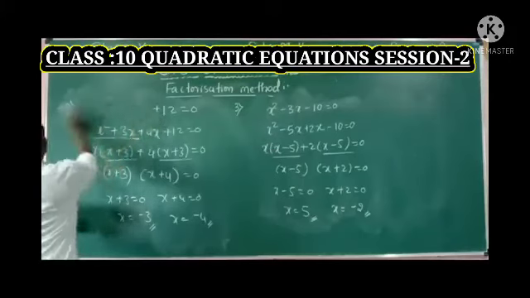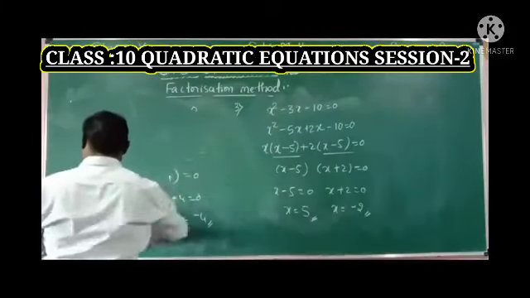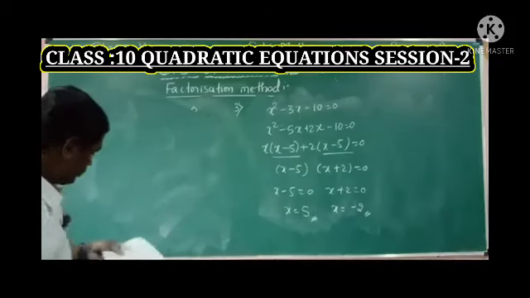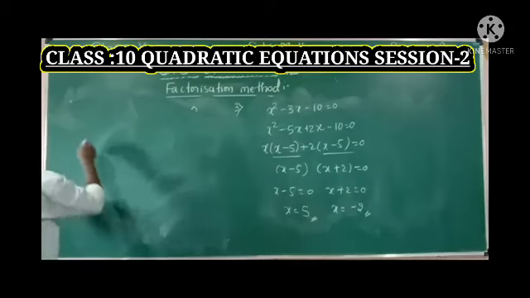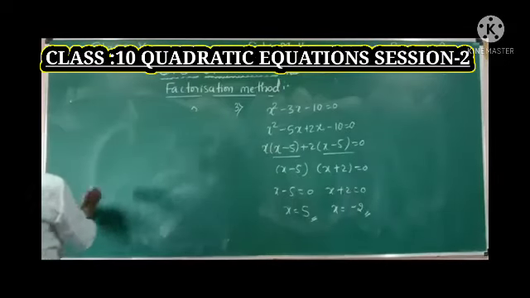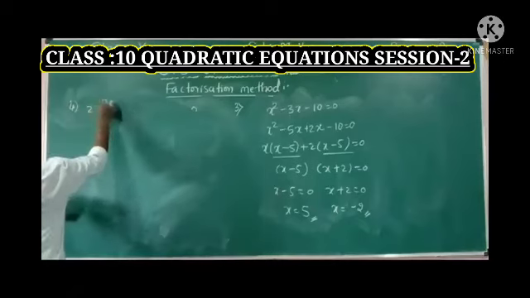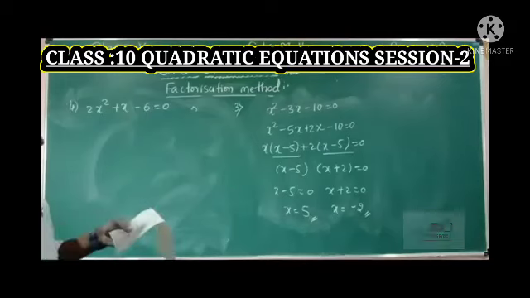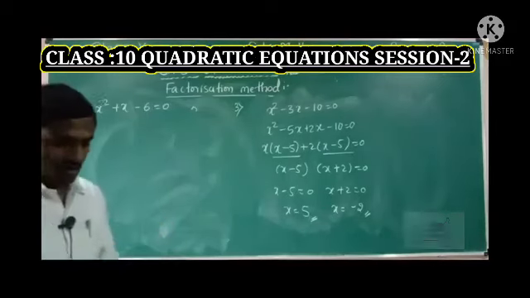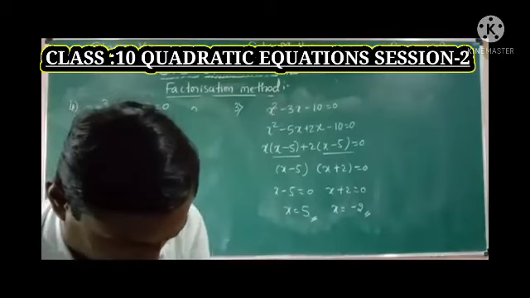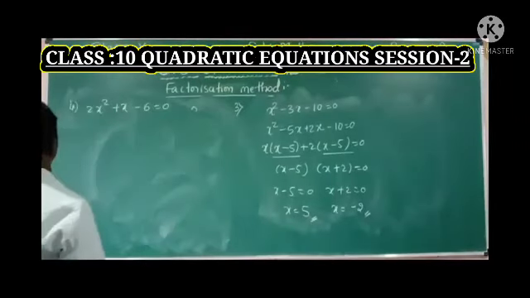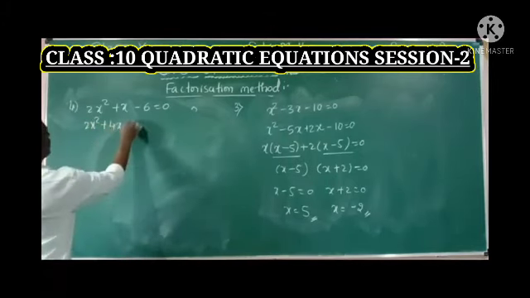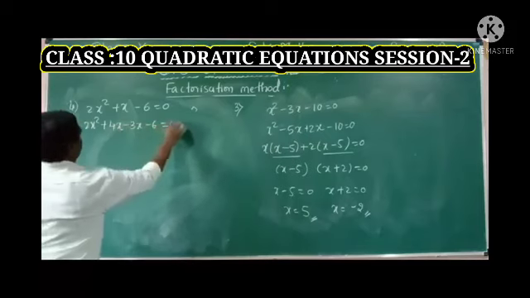Next one. See the fourth question. The fourth one is 2x square plus x minus 6 is equal to 0. Simplify the quadratic equation. So 2x square plus 4x minus 3x minus 6 is equal to 0.